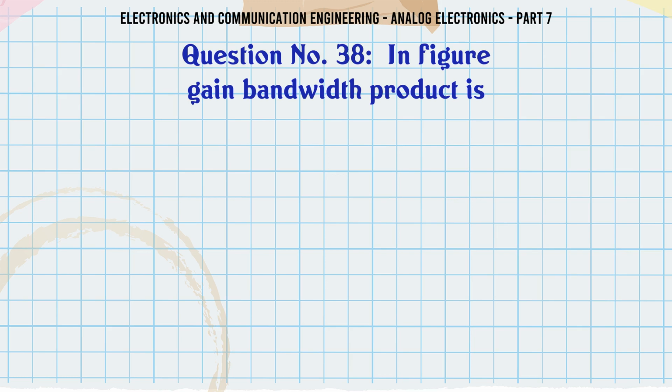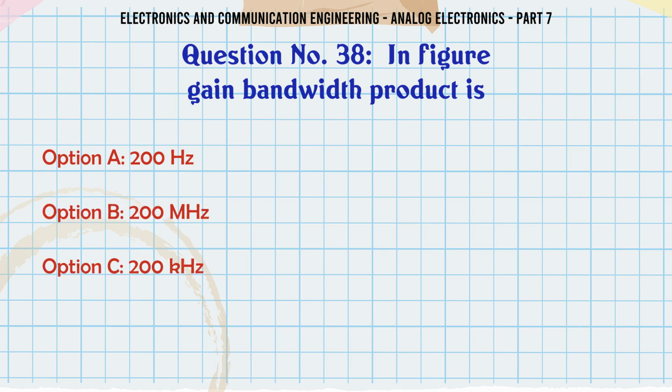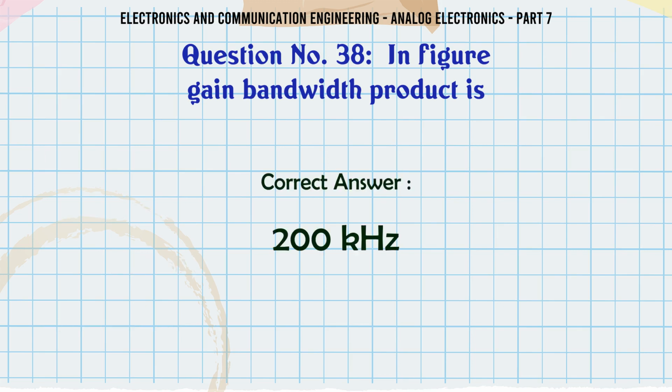In the figure, the gain bandwidth product is: A. 200 Hz, B. 200 MHz, C. 200 kHz, D. 2 MHz. The correct answer is 200 kHz.